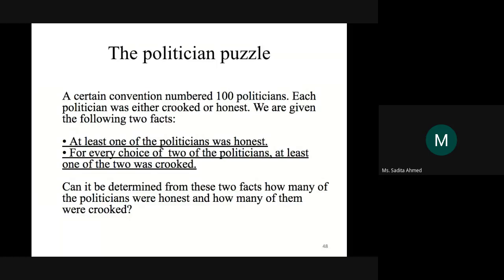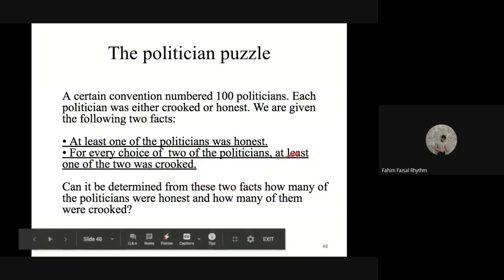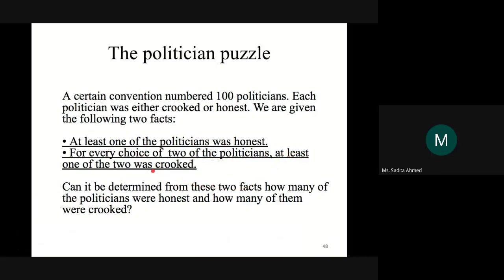what do you guys think? The other person in this choice, can that person be honest? No, it has to be crooked. Why? Because for every choice of two politicians, at least one of the two was crooked. Exactly. Very good. So the other one must be crooked, right? So the other one will always be crooked, right?